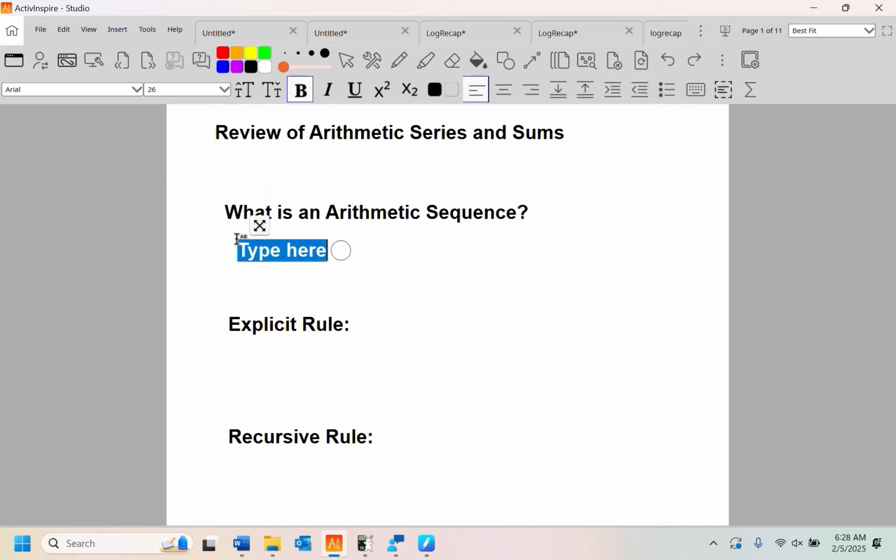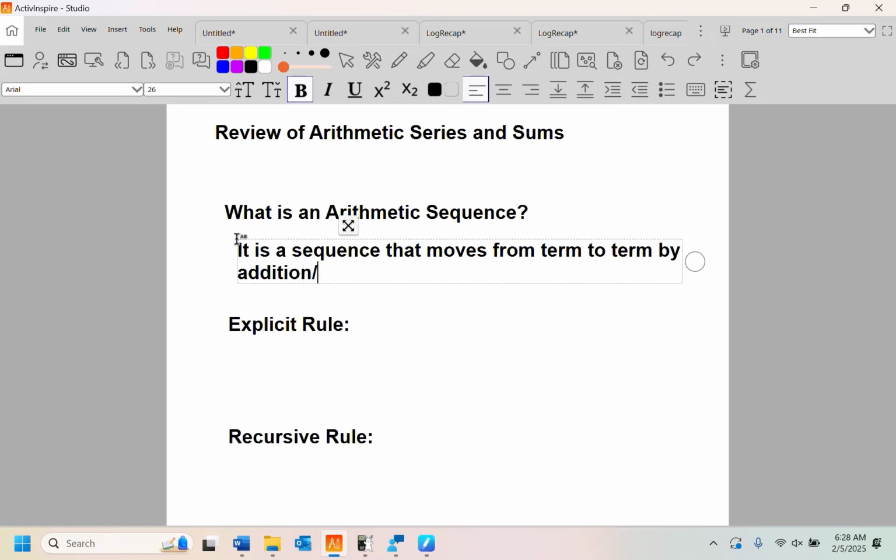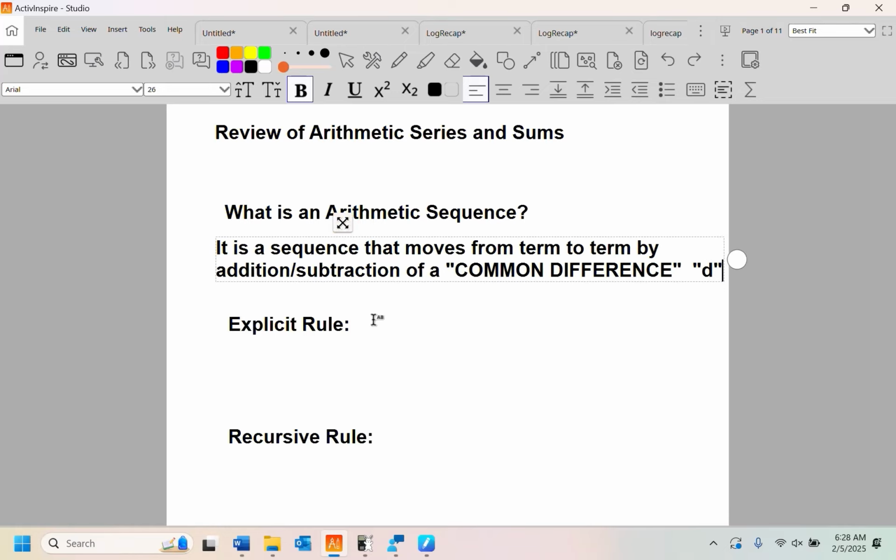What is an arithmetic sequence? It is a sequence that moves from term to term by addition or subtraction, because that's what arithmetic is, of a common term, common difference. And we call that d. That's what an arithmetic sequence is. There's two ways of writing these.